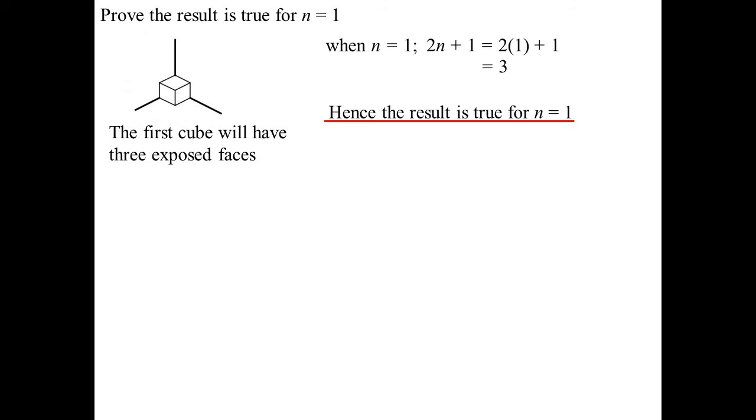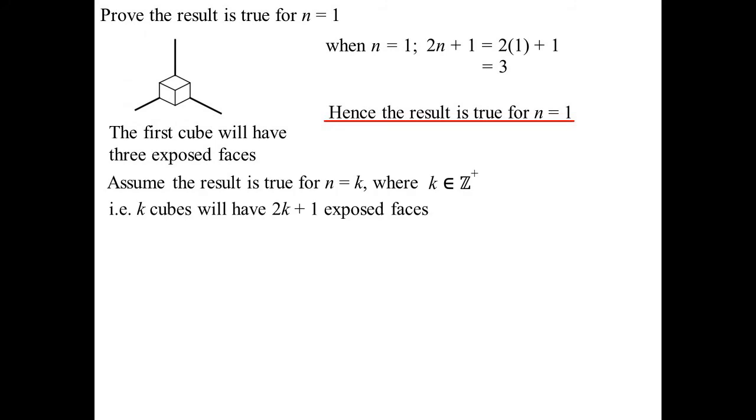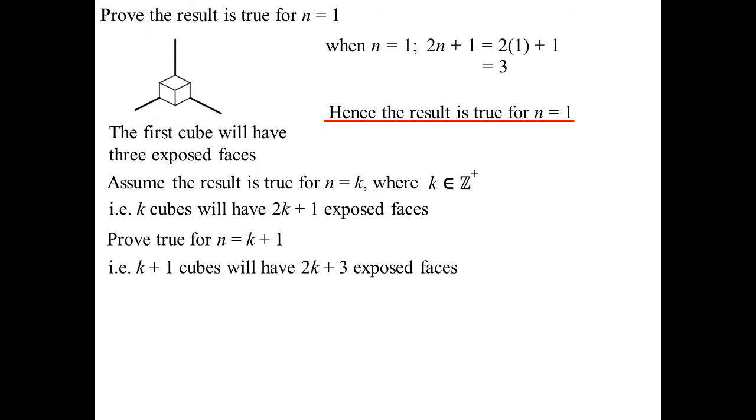In other words, 1 cube. So there's the picture if we had 1 cube. And this is where drawing diagrams certainly can help in our proof. So there's the picture. Now the first cube has 3 exposed faces, if we look at that. So if I sub that into the formula, yes indeed I get 3. So the formula works when there's 1 cube. I'm now going to assume it's true for k cubes. So in other words, we are going to assume that k cubes will have 2k plus 1 exposed faces. And I'm going to prove it true for n equals k plus 1. So we want to prove that k plus 1 cubes will have 2k plus 3 exposed faces.